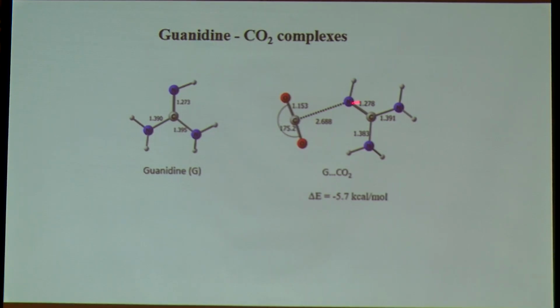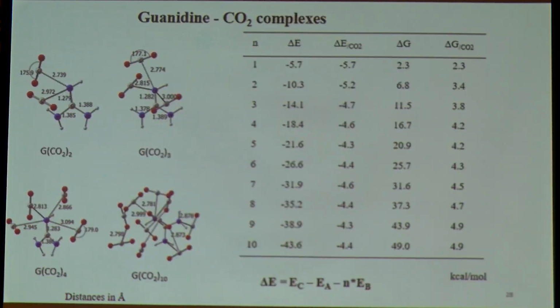There is a lone pair which can interact with the carbon dioxide. There is a weak non-covalent interaction, 2.7 angstrom. Minus 5.7 is the interaction energy. And if you add more and more CO2, you can create complexes like this, up to guanidine-CO2 10 times over here. Total interaction energy is minus 43, or interaction energy per carbon dioxide is minus 4.4. Of course, delta G is very much positive over here.